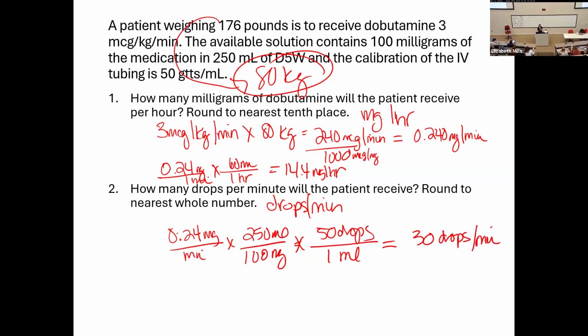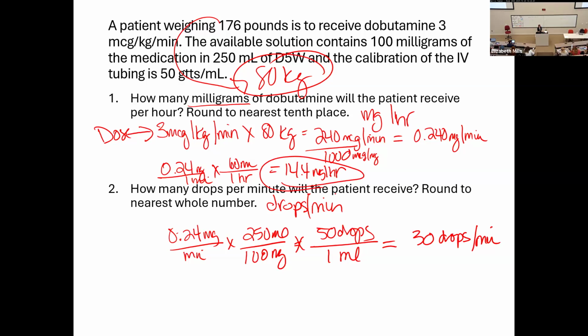Okay. So on the first question, we need to calculate our dose from the patient's weight, which is 240 micrograms per minute. And then I converted that to milligrams per minute because my final answer needs to be in milligrams. So I divided by 1,000 and got 0.240 milligrams per minute. The question asks how many milligrams per hour. So then I converted 60 minutes in an hour and got 14.4 milligrams per hour. Is that what you got?